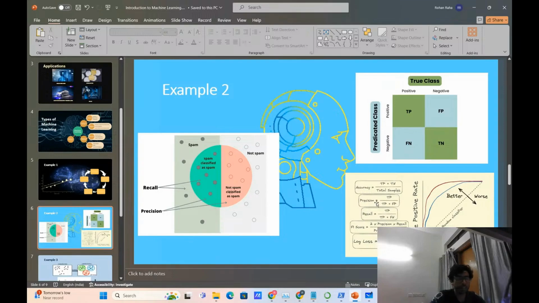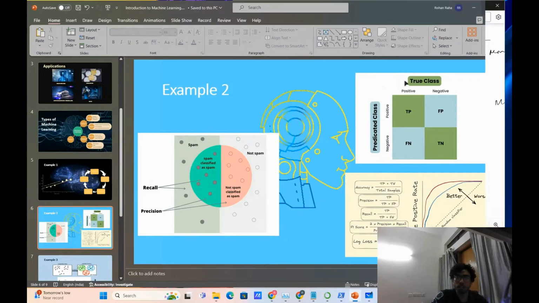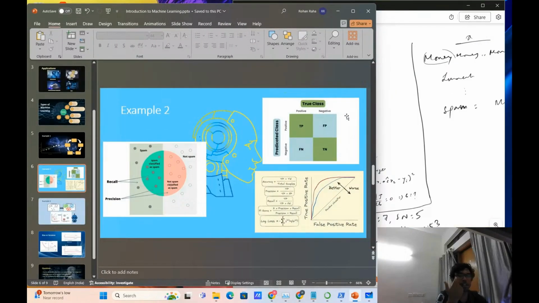So why do we need these three things, precision, recall, and F1 score and all those things? Why do we need these things? So let's say you are predicting something. Let's say you are predicting whether a person has cancer or not, based on the symptoms.